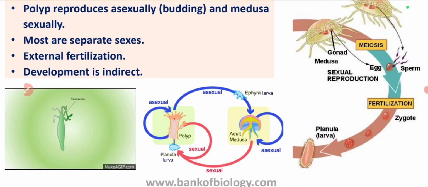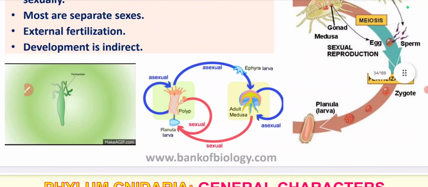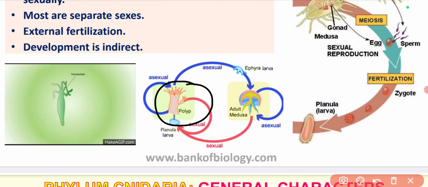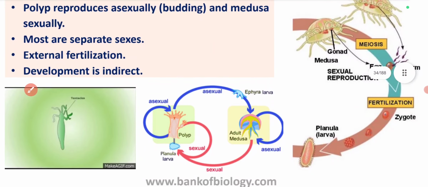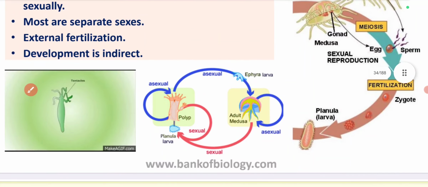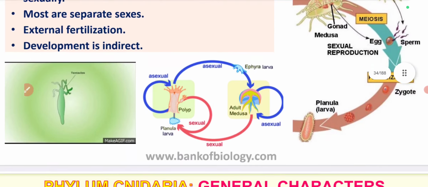Fertilization is external. Here you can see polyp and medusa. This is the polyp form, and this is the medusa form. Polyp means Hydra and medusa means jellyfish. Polyp reproduces asexually, and mostly the sexes are separate. Fertilization external, development indirect.